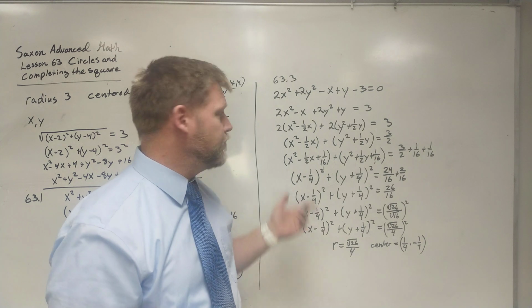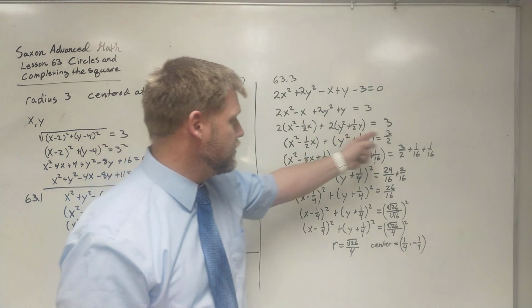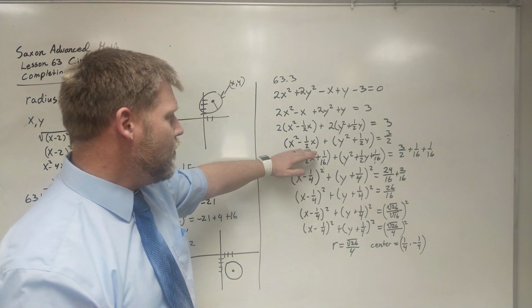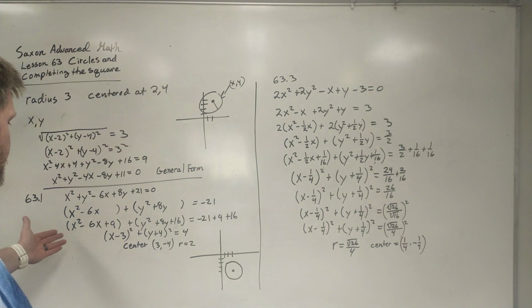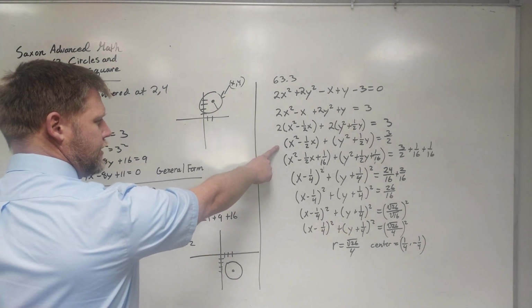Well, I get rid of the 2's by just dividing both sides by 2. So I divide this by 2, divide this by 2, and divide 3 by 2. Now I'm really at the point where I was on this equation, right? Where I was right here, right? Except I have a half.